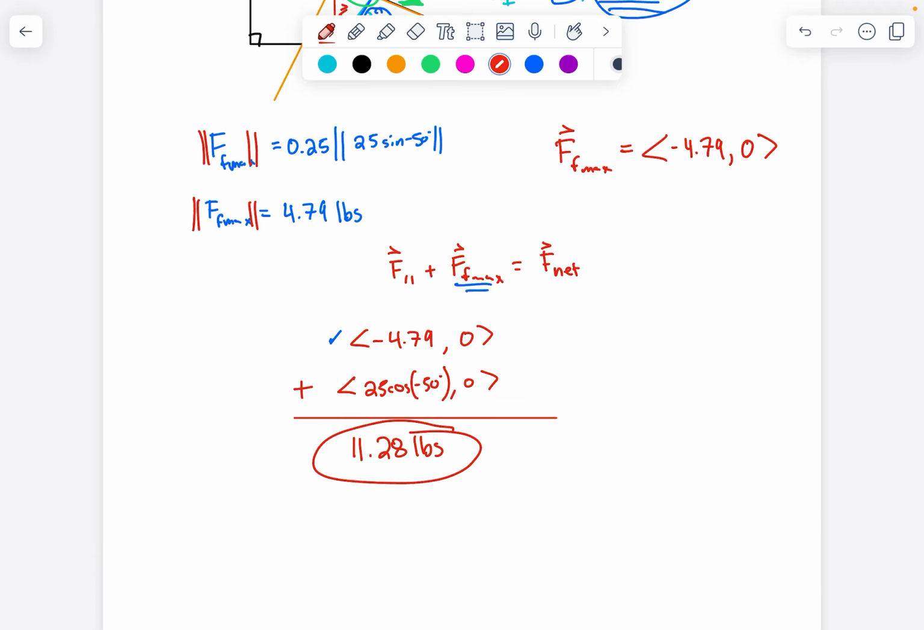That's with gravity pulling and friction opposing. If you want to see just what gravity would do without friction, gravity is doing 16.07-ish, and friction is doing opposite that, negative 4.79. And so the net result is that.